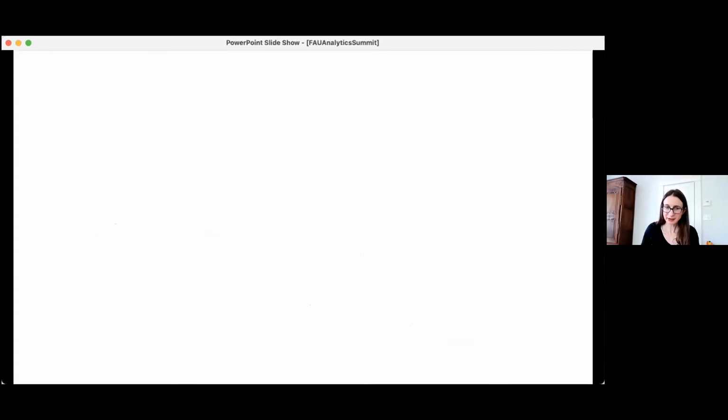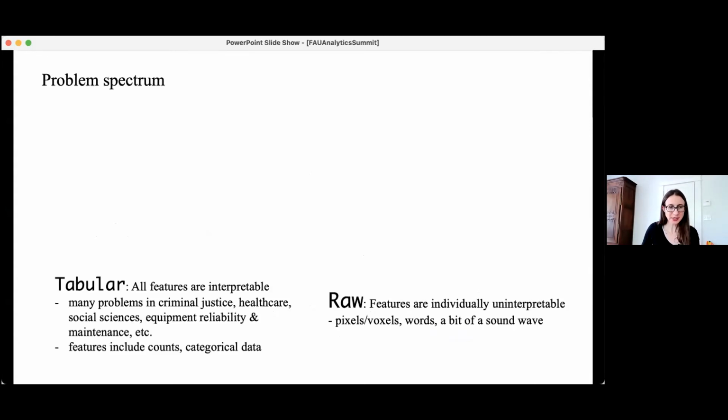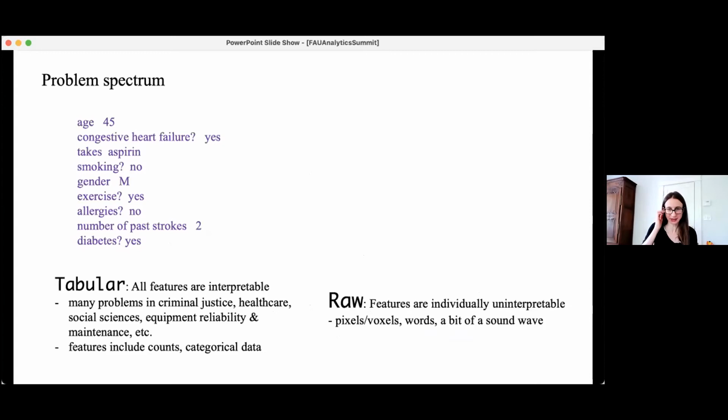Now, I want to add a little bit more nuance to this thought I provided that interpretable models are as accurate as black box models. So it seems to be true that for tabular data problems, you can get these really tiny little models that are just as accurate as the black box models. Tabular data is where you have different features, and then you have a number or a category associated with each feature.